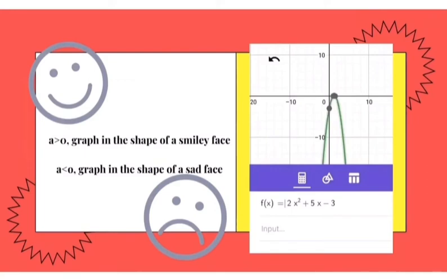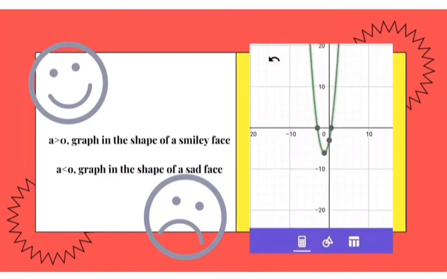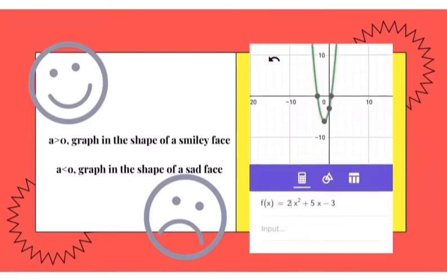Equation here is 2x squared plus 5x minus 3. So as we can see, the value of a is more than 0, which is 2. So the graph will show the smile face. If we change the value of a, let's say it is negative 2, it will appear the sad face.